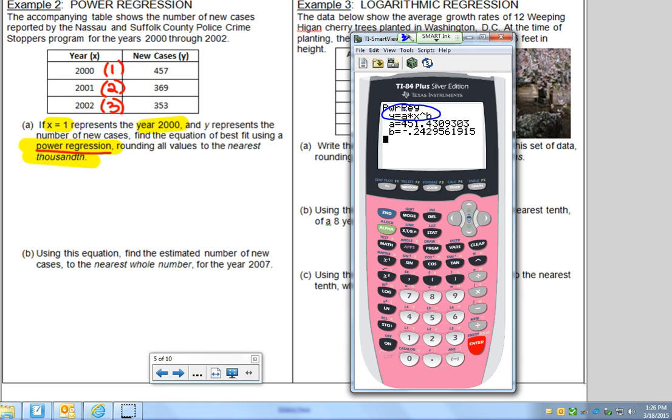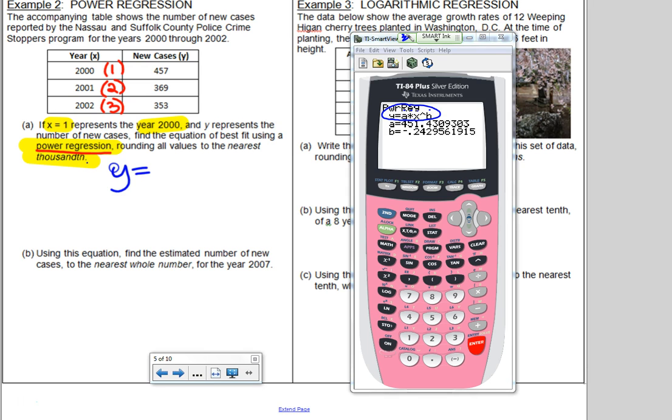So this means A times X is going to be the variable, and this time the B number is going to be the power. Thousandths is our rounding. So 451.431, and that's going to be times X. And then the B, that little caret key means power. The B is going to be the power. So negative 0.243 rounded.